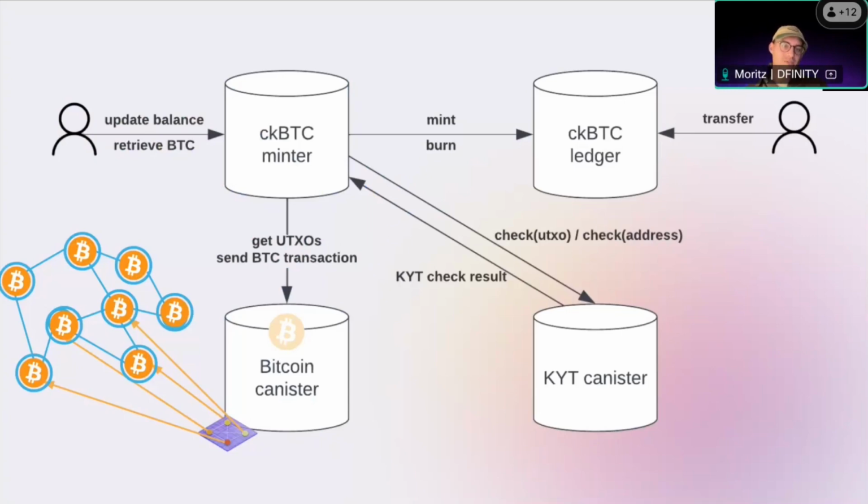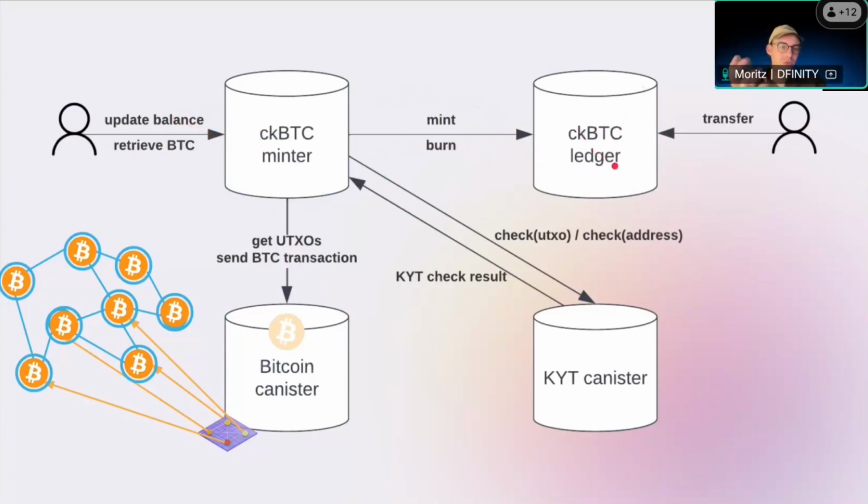So in this architecture here that we see, there are a number of different components involved. The first one up here is the CKBTC minter, and this canister holds the Bitcoin on the Bitcoin network that are associated with this entire dApp. So basically the backing of CKBTC is held by this canister, and it is also responsible for minting and burning CKBTC on the CKBTC ledger accordingly. And then, yeah, we have the CKBTC ledger.